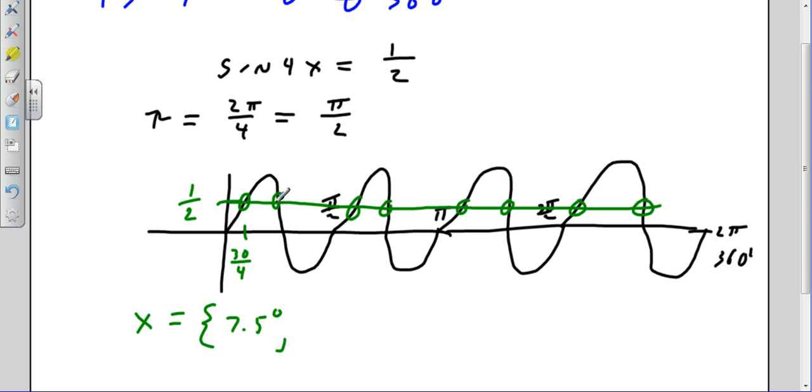And then we go looking for the next x. Well, 30 in the second quadrant would be 180 minus 30, which is 150. So this guy is going to be 150 divided by 4. So 150 divided by 4, 37.5 degrees. And then we go looking for the next guy. He's going to be 7.5 degrees after 90. Okay, so 7.5 degrees after 90, 97.5 degrees.